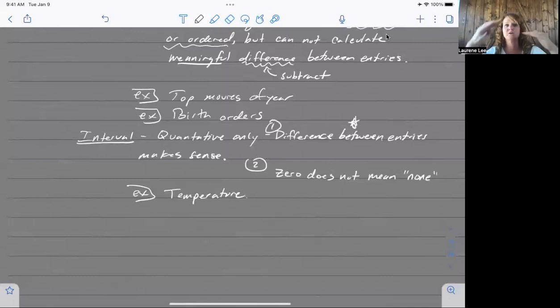So temperature, because you can go below, temperature is interval. 0 does not mean none. Okay, I know that's a lot of negatives, like doesn't not mean, okay? So if you need to pause the video, rewind that and listen to that again, okay? And be careful with that. Another example of an interval measurement is dates.